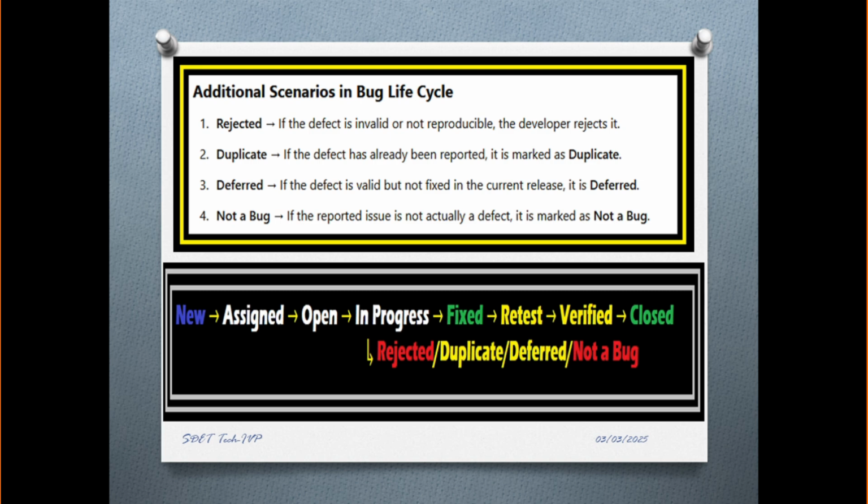Okay, so guys, this is the bug life cycle: new, assigned, open, in progress, fixed, retest, verified, closed, and from in progress it can also go to rejected, duplicate, deferred and not a bug. I hope this video is really helpful for you to understand the bug life cycle and the four terms which are majorly used in software development.